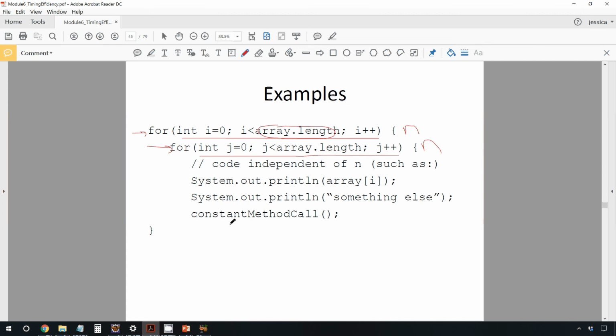And now let's look at the code inside. Well, I've stated here that this is code independent of n. That means it's code that doesn't depend on the size of n. So it might be a print line or something else, or it might be some call to a method that runs in constant time, something that's independent of n. So the code here is constant, right? If it doesn't depend on n, it would be order of 1. Because these statements are nested, we can now multiply. So we get n times n times 1, and this algorithm is n squared. So when you have a nested loop like this, where both loops depend on n, and your code inside does not depend on n, then your efficiency is going to be n squared.